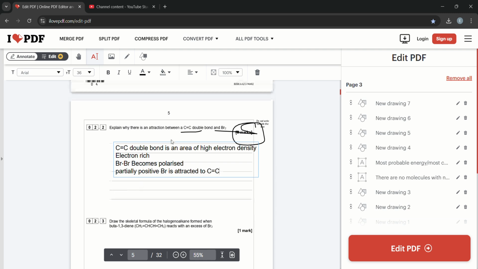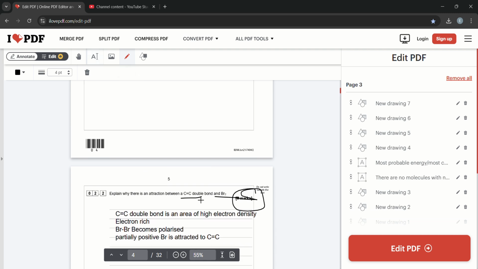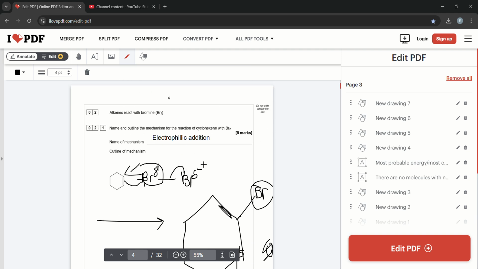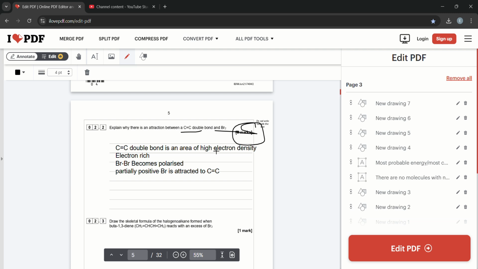And this type of question is a very weird type of question. It could be applied to anything really, depending on a double bond between something and something, an attraction, and it could be electrophilic addition. Yeah, you could reuse it, that's what I'm trying to say. So it's really important to know the key points they really want. So Br becomes polarized, C double bond is an area of high electron density, aka it's electron rich, and the partial positive Br becomes attracted to the carbon-carbon double bond.